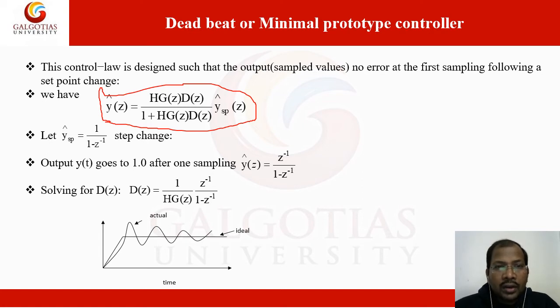Here YSP cap is the input. For this input signal we are taking a step change, and you know the Z transform of the step change is 1 by 1 minus Z inverse. So we put this in the equation, and you know that the output YT goes to 1 after one sampling. After one sampling it goes to 1.